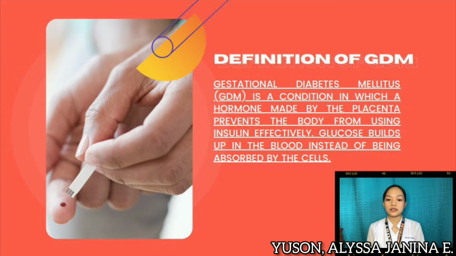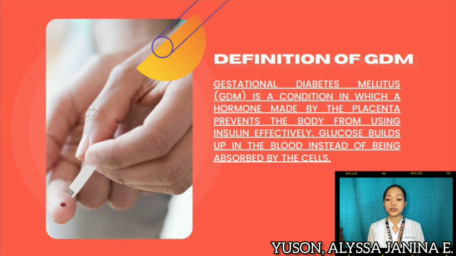One of these is gestational diabetes mellitus or GDM, which is a condition in which a hormone made by the placenta prevents the body from using insulin effectively. Glucose builds up in the blood instead of being absorbed by the cells. Some women have more than one pregnancy affected by gestational diabetes.